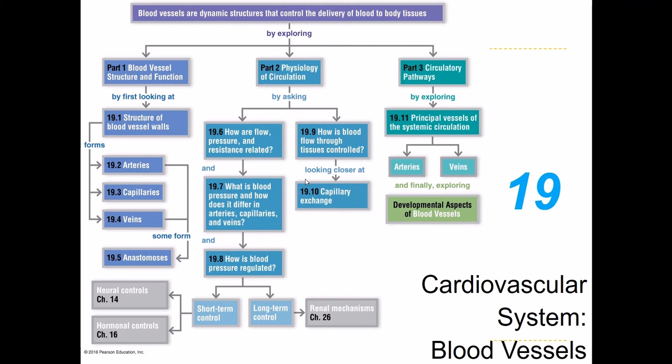This is going to focus on the last part of Chapter 19. Well, not quite the last part, because the very last part is talking about all the specific blood vessels, and we're leaving that for lab. But we're going to focus on these two sections right here, looking at how blood flows through our tissues and through our capillaries.